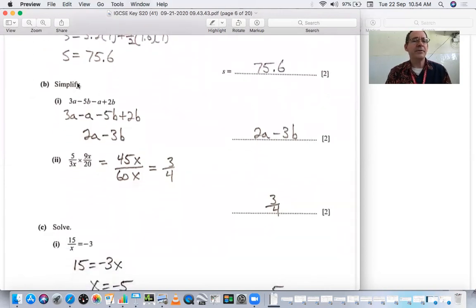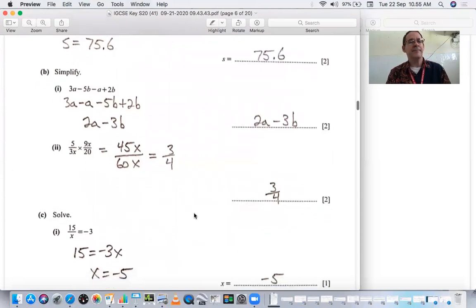Here, B, simplify, and this is just combining like terms, so 3a minus a is 2a, negative 5b plus 2b is a negative 3b, and so these are not like terms, so you have to leave them separate, 2a minus 3b.